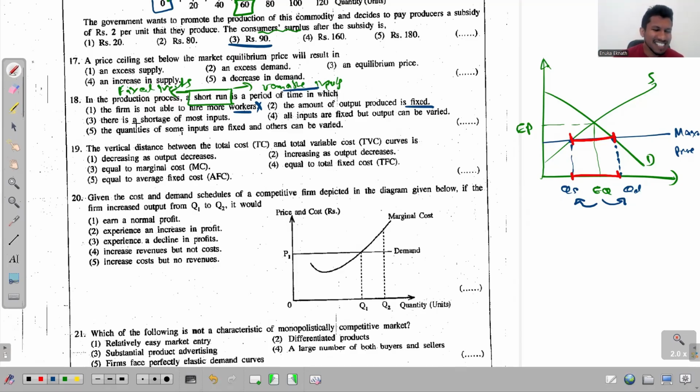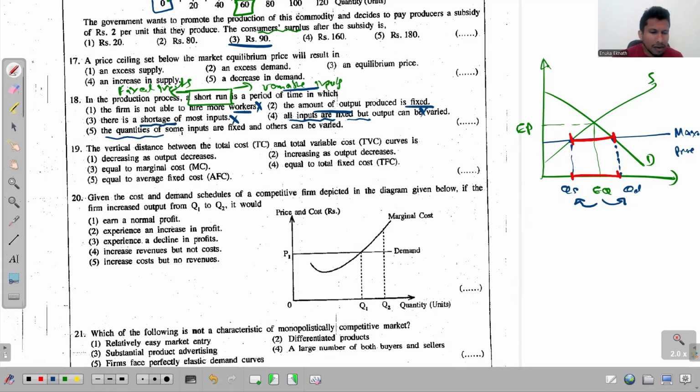Third one, there is a shortage of most inputs. There's no shortage, that's not what we are saying. Some inputs remain fixed. So we are not in a position to change some of the inputs. All inputs are fixed? No, not all. Some inputs are fixed. So that's wrong then.